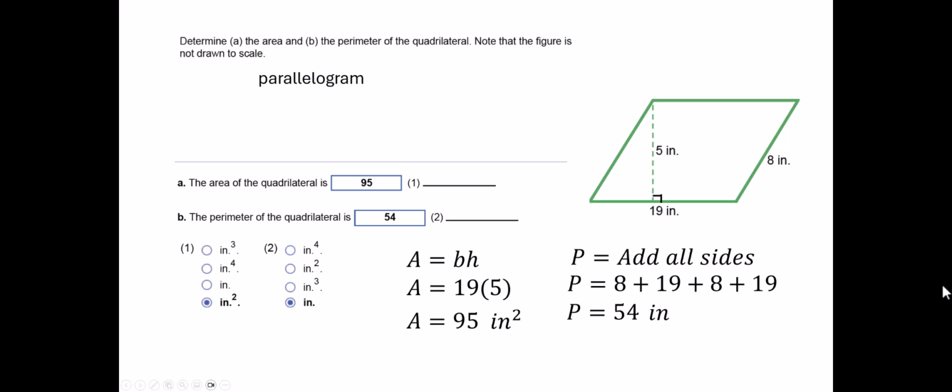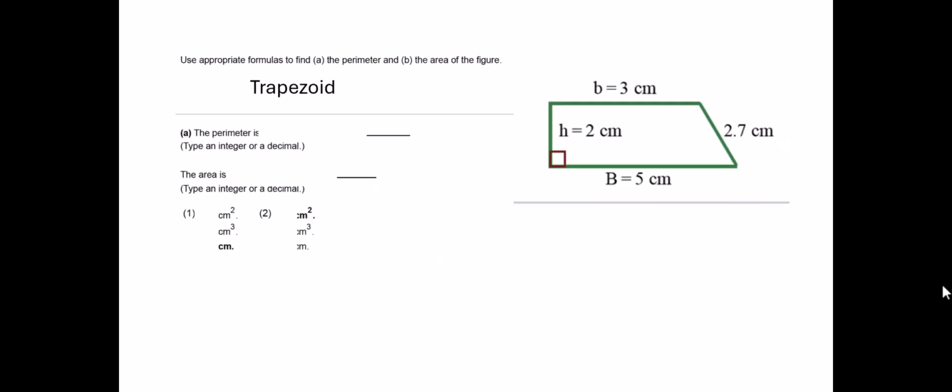Let's look at another one. This is actually called a trapezoid. Now it does look like a parallelogram, except for there's one difference. The 2 sides here are not parallel. The top and bottom are, but the sides aren't. So that makes a trapezoid. Use the appropriate formulas to find A, the perimeter, and B, the area of the figure.